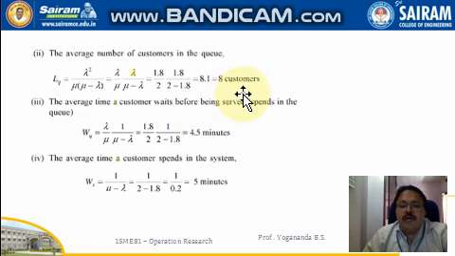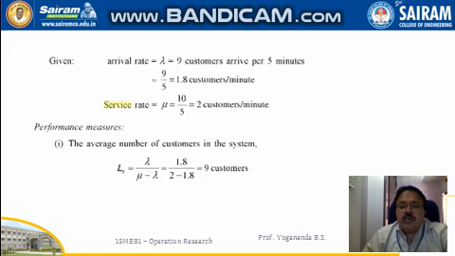Then the average number of customers who are waiting for their turn. That is lambda square divided by mu into mu minus lambda. So that is lambda by mu, that is 1.8 by 2, then lambda divided by mu minus lambda. So we are having here the answer as 8 customers. So there are totally 8 customers in the queue and we got 9 customers in the entire system. So what does that mean? 8 customers are waiting and 1 customer is at the service counter.